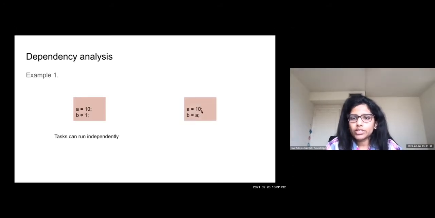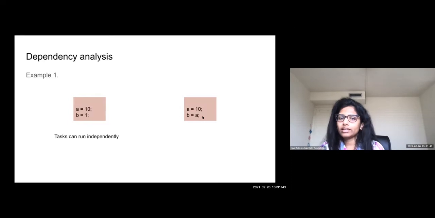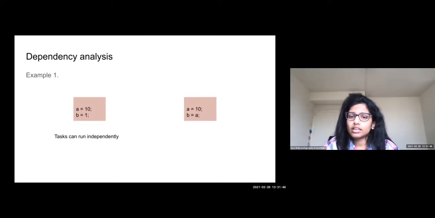Another example: here A equals 10, B equals A. So there's a dependency among the 2 statements. You cannot run the second statement before the first statement. So in this case, the 2 tasks cannot run independently.